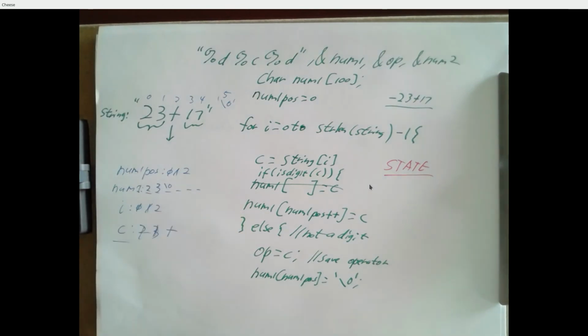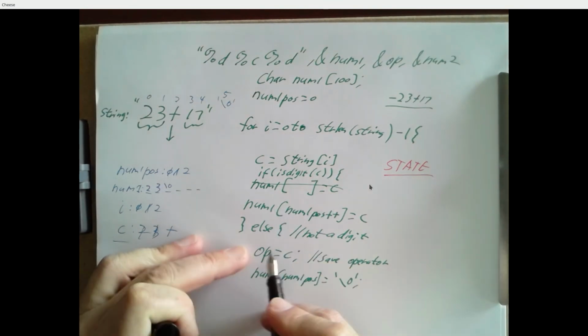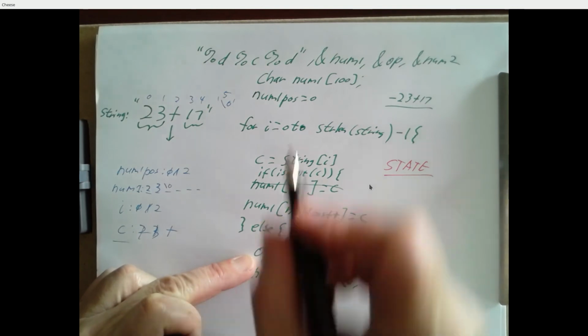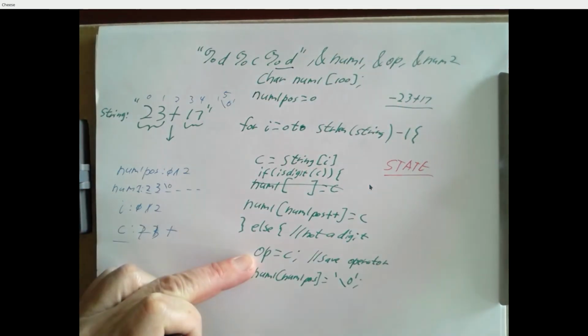And if we're in state 3, and we get to something that's not a digit, then we're done, right? We hit that second %d, we hit the end of that integer, and now we can null terminate num2, and we're done with our scanf.